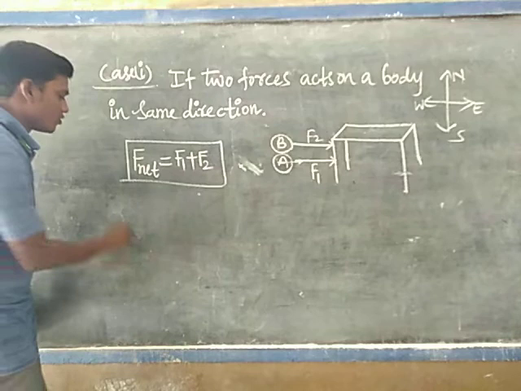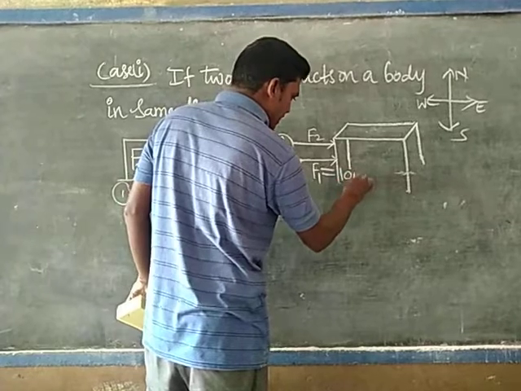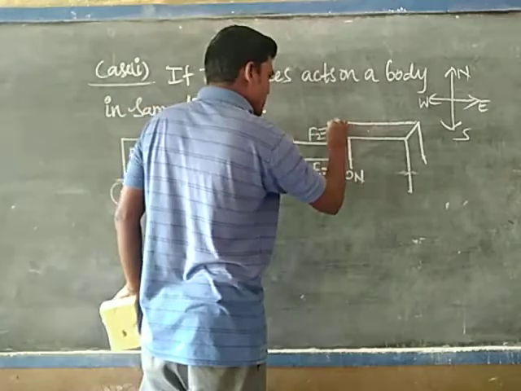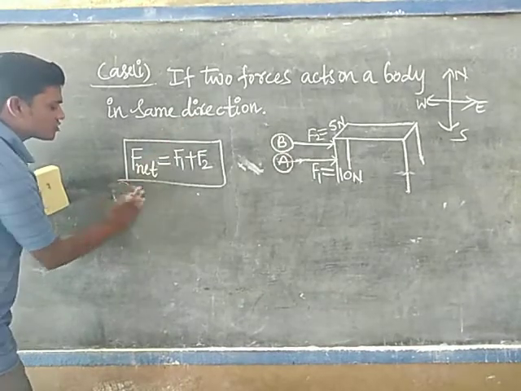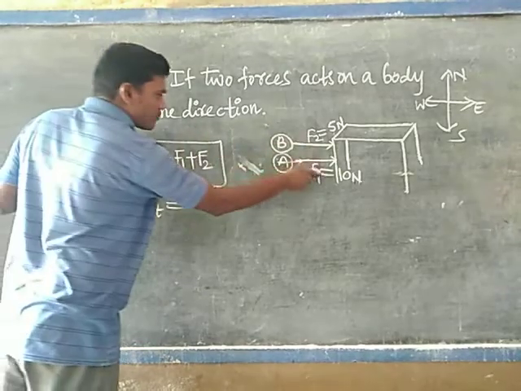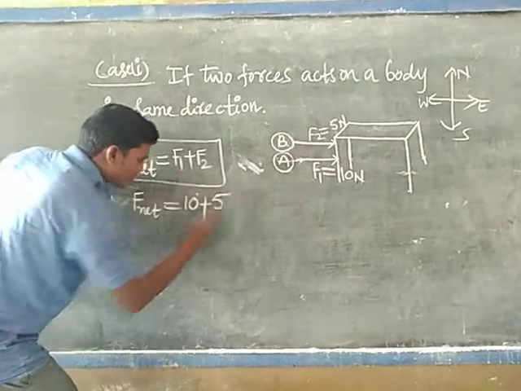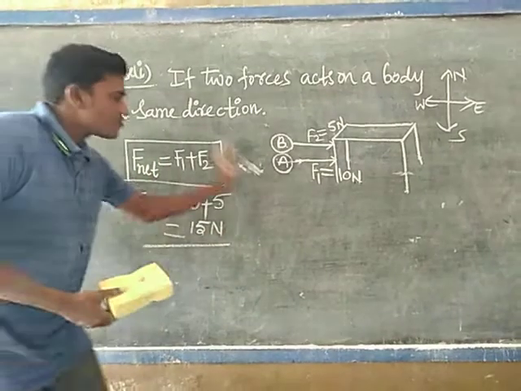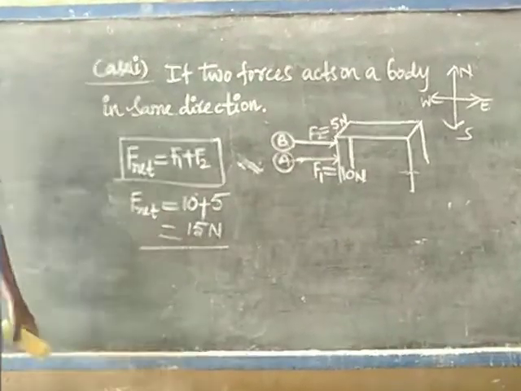Now, for your understanding, I will tell one example here. Person A applies 10 Newton on the table. Person B applies 5 Newton on the table. What is the net force acting on the table? F net equals F1, which is person A's force 10, plus F2, which is person B's force 5. So 10 plus 5 is 15 Newton. It means a total of 15 Newton force is acting on the table in the same direction.